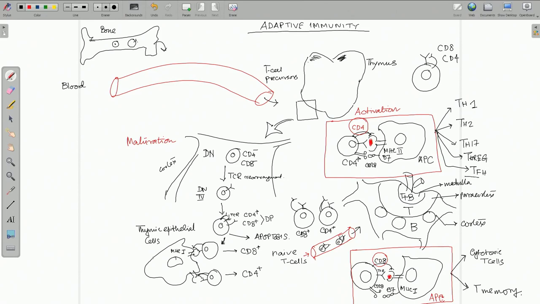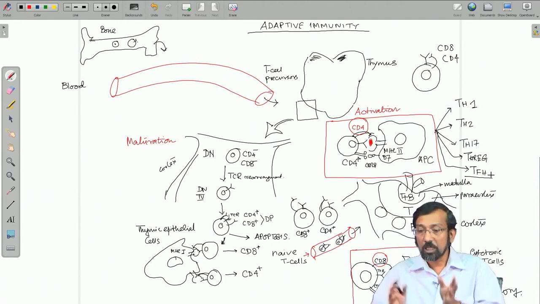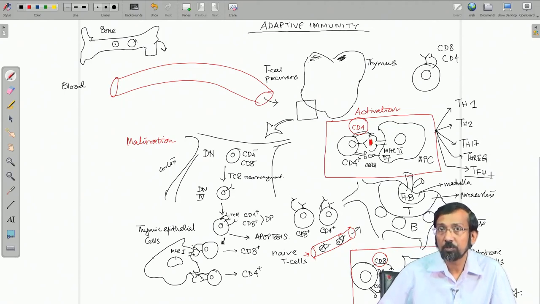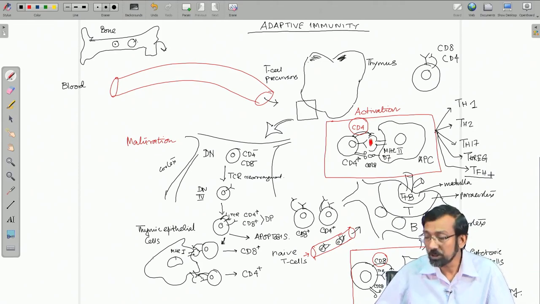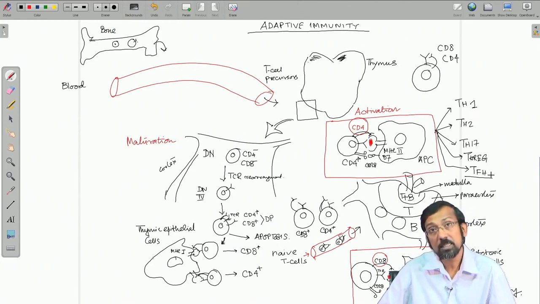These TFH cells and also the other T helper cells are required for helping in the activation of the B cell. So, they are also required in the humoral part of the immunity. So, they are not really the effector T cells. The effector T cells, which actually perform the cell mediated immunity, are the Th1 and the Th2 cells and the cytotoxic T cells.